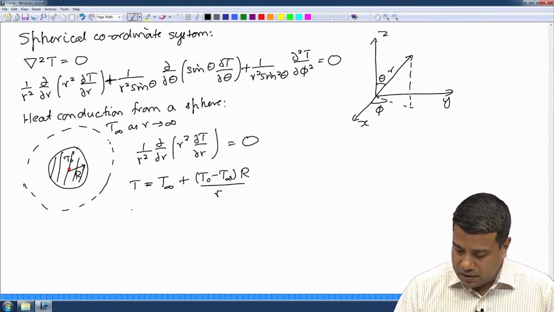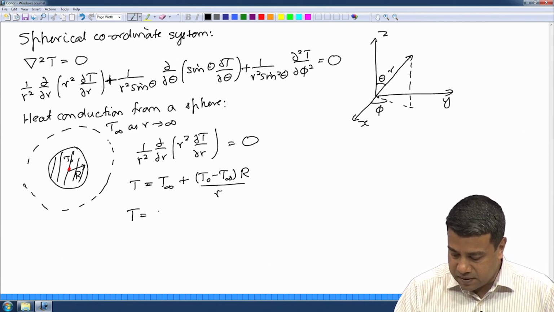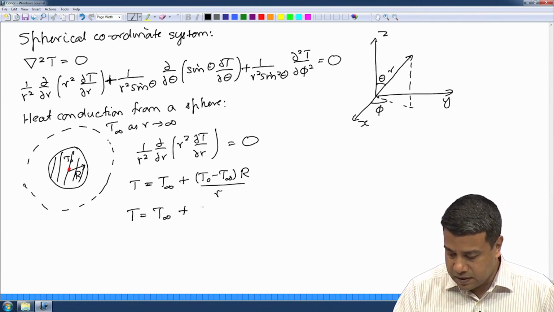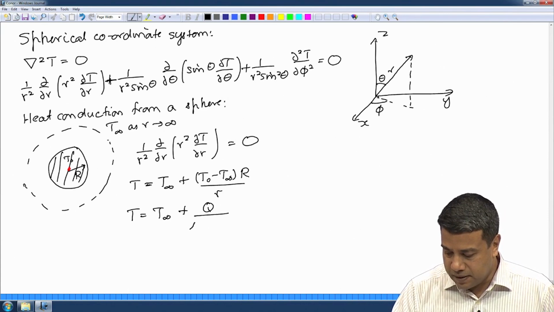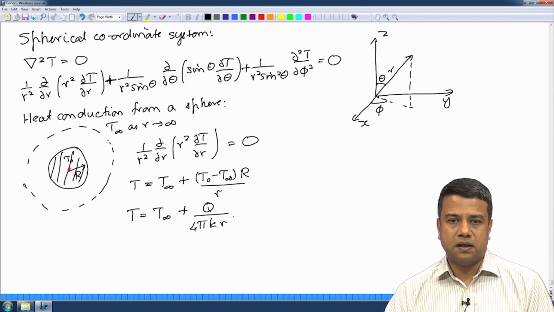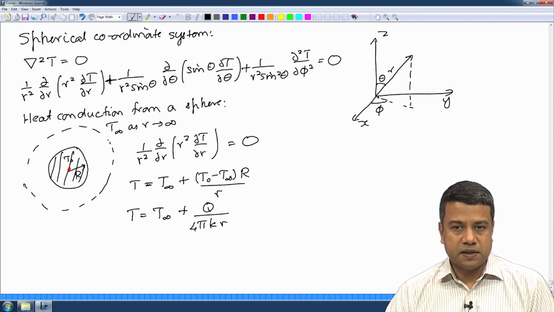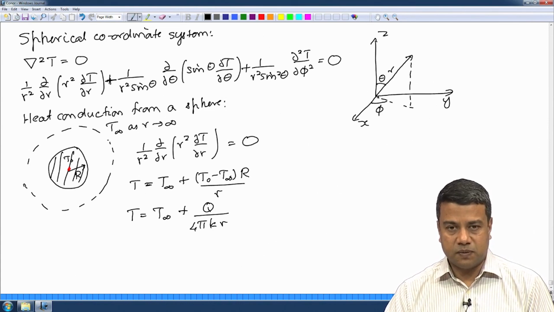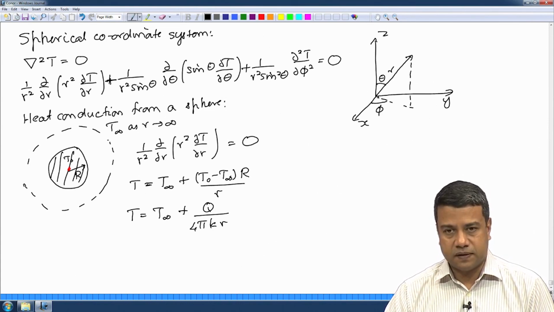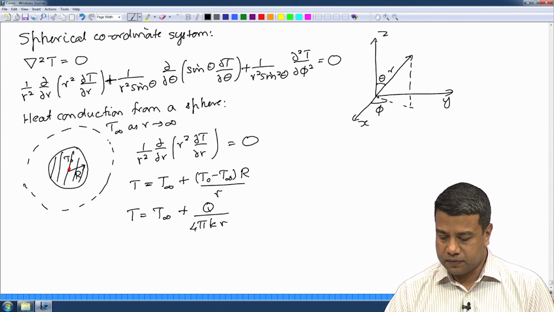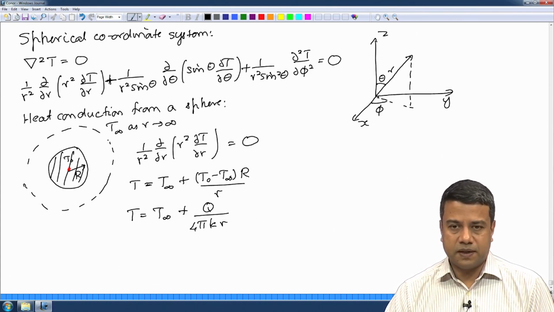Alternatively, I told you that this can be expressed as T infinity plus the total heat coming out by 4 pi k r. As I told you, when you express it in terms of the heat that is coming out of the sphere, the total heat coming out per unit time, which is Q, the temperature turns out to be independent of the size of the sphere. It decreases as 1 over r.